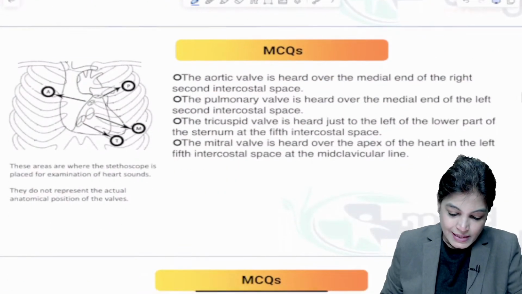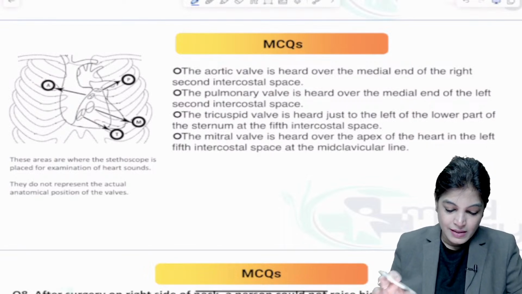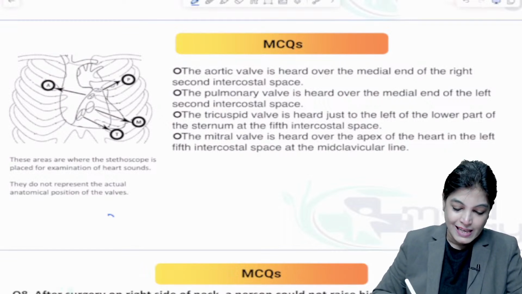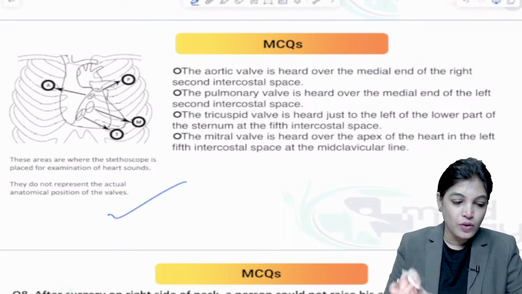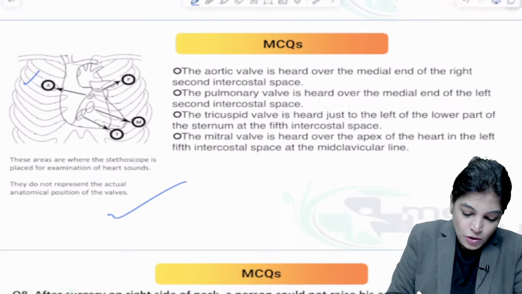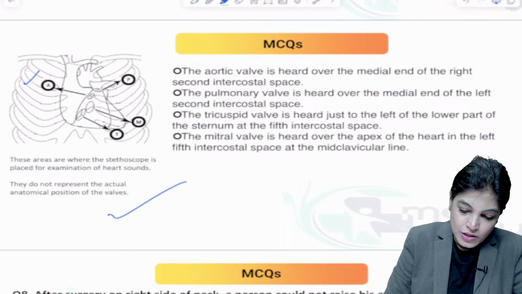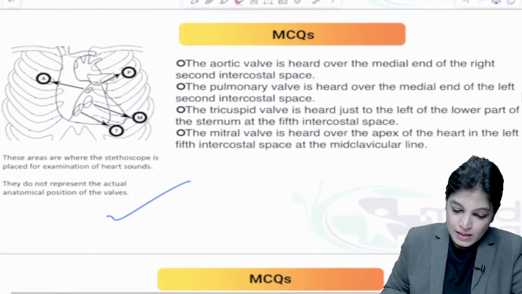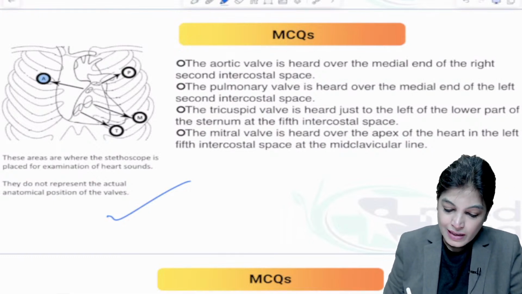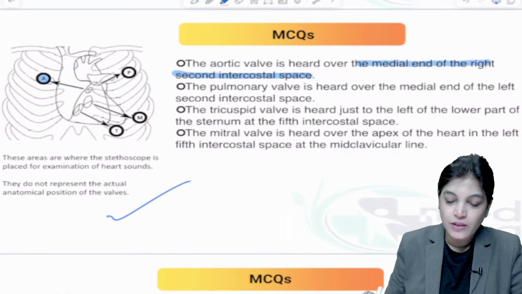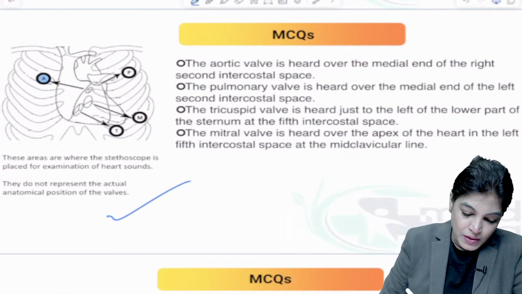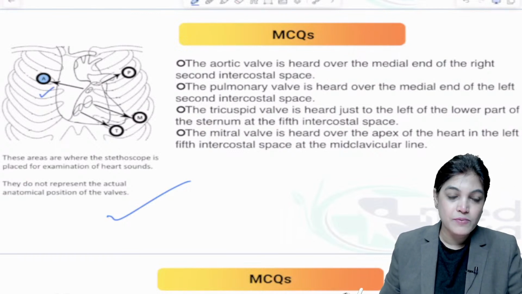Now, exactly this area which is shown here is representing the examination of heart sound. They are not exactly representing the anatomical location of the valves. So if I am talking about A, that is the aortic valve, it is heard on the right second intercostal space, medial end of the right second intercostal space. So this would have been the option: second intercostal space, right hand side.